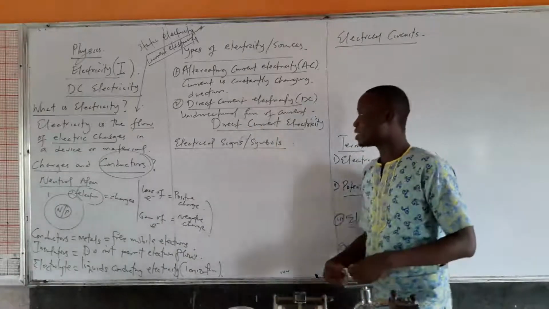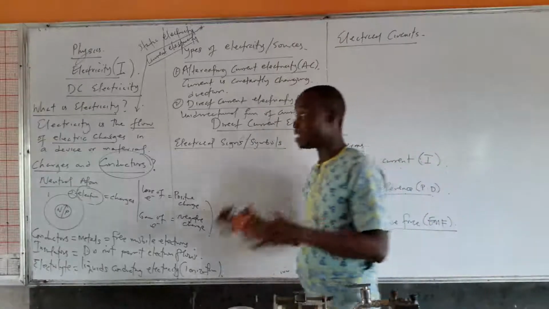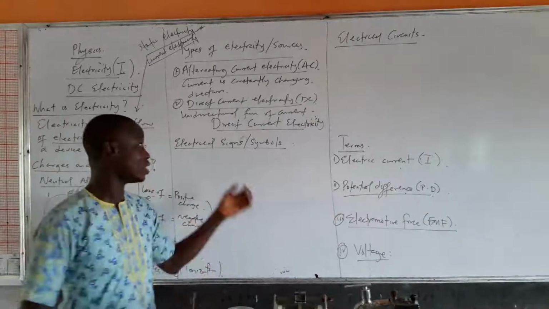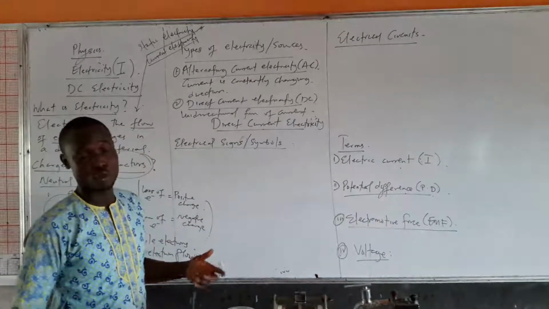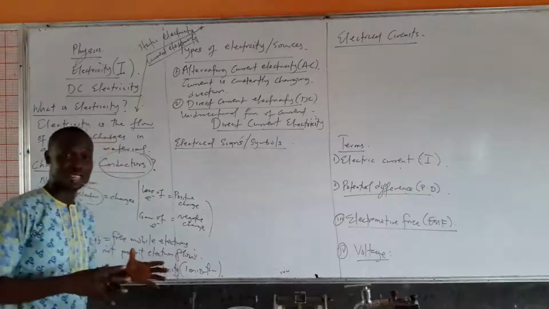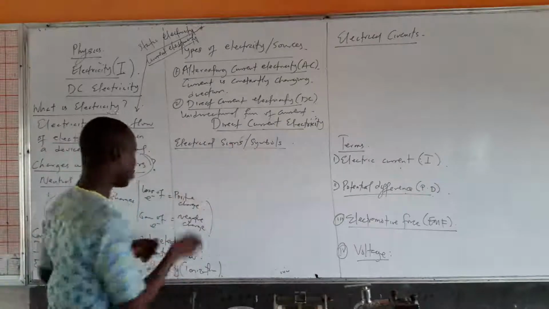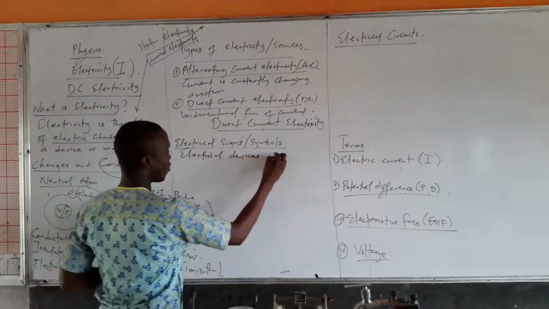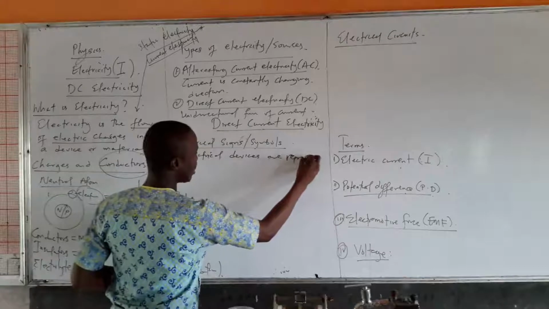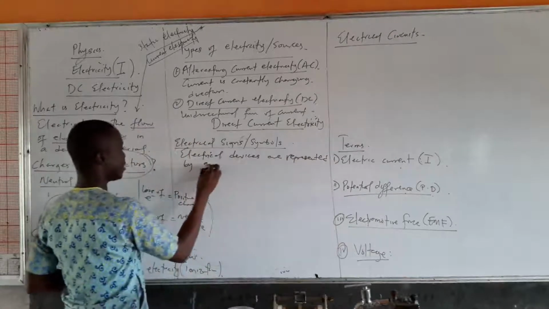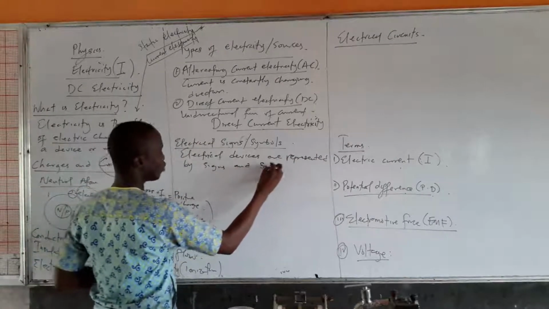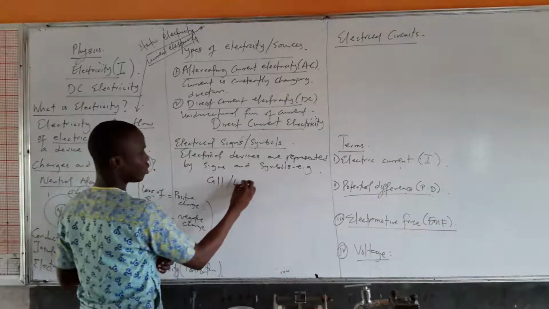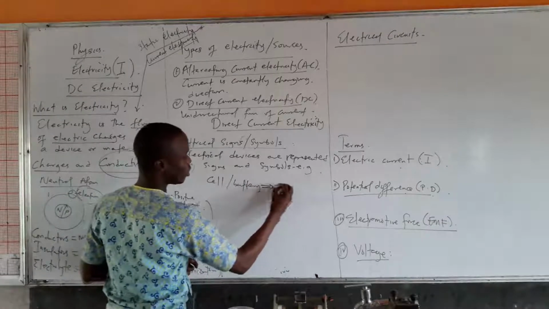Now, talking about direct current electricity, which is the main topic today. The first thing we need to look at when it comes to direct current electricity is electrical signs and symbols. Most times in electricity, we represent devices with signs and symbols. Electrical devices are represented by signs and what? Symbols. For example, a cell or battery, as the case may be, is represented as what?